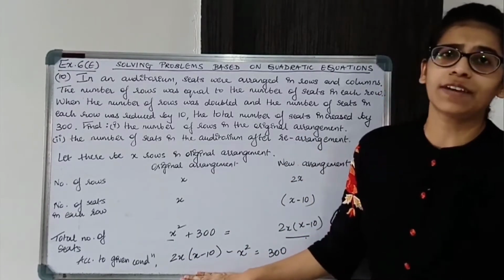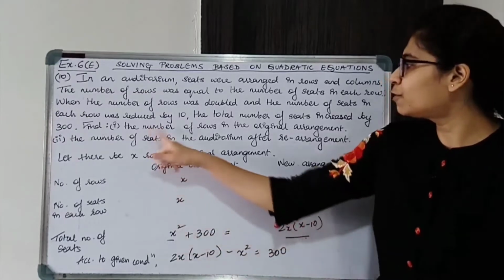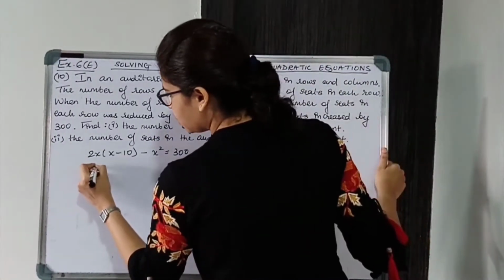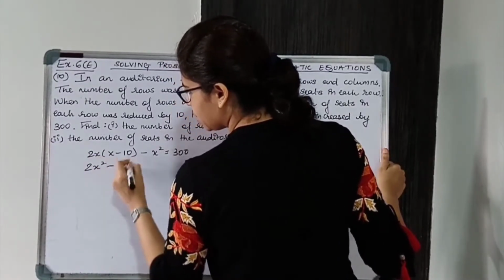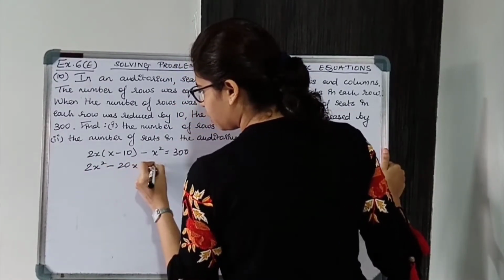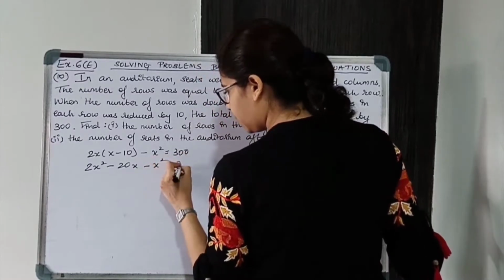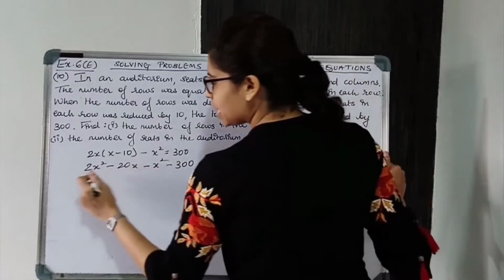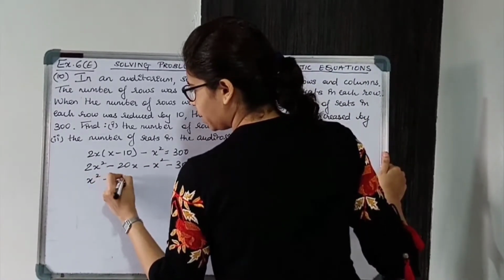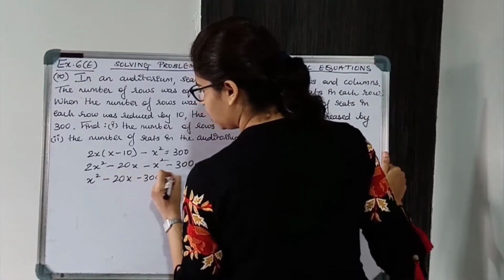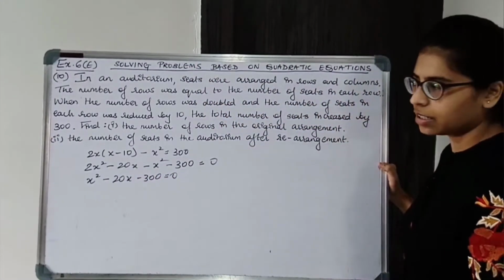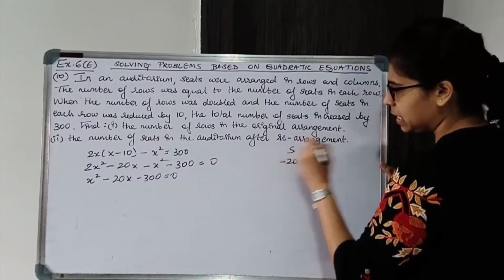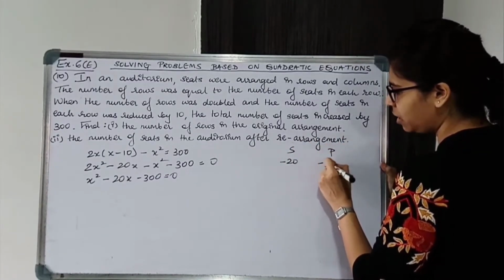Now we will find out the value of x and then we will solve for the first part and second part. So opening the brackets, 2x square minus 20x, minus x square, shifting 300, is equal to 0. 2x square minus x square gives x square minus 20x minus 300 equal to 0. Okay, now let us find out the factors. Minus 20 is the sum, product is minus 300.